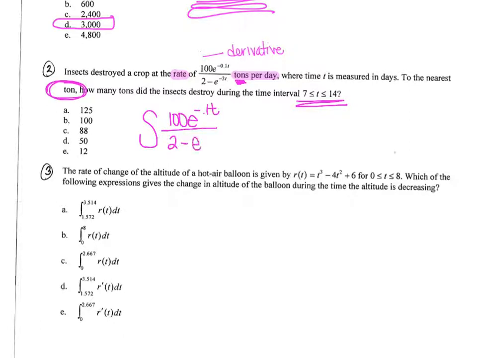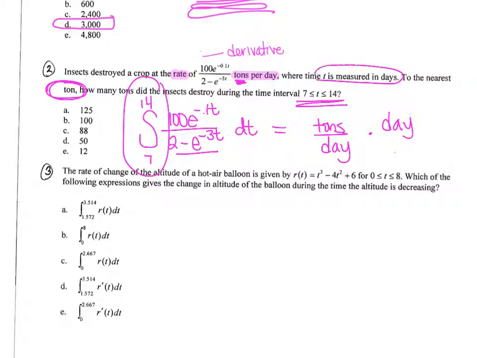If we take the integral of this, which is tons per day, over the interval from 7 to 14, when we figure this out, we have these units, which was tons per day, times our boundaries units, which are days. T is measured in days, T from 7 to 14 days. We're left with tons. So in our calculator, we would just put this in our calculator and find the value, and we end up with 124 point something, so A, to the nearest ton.